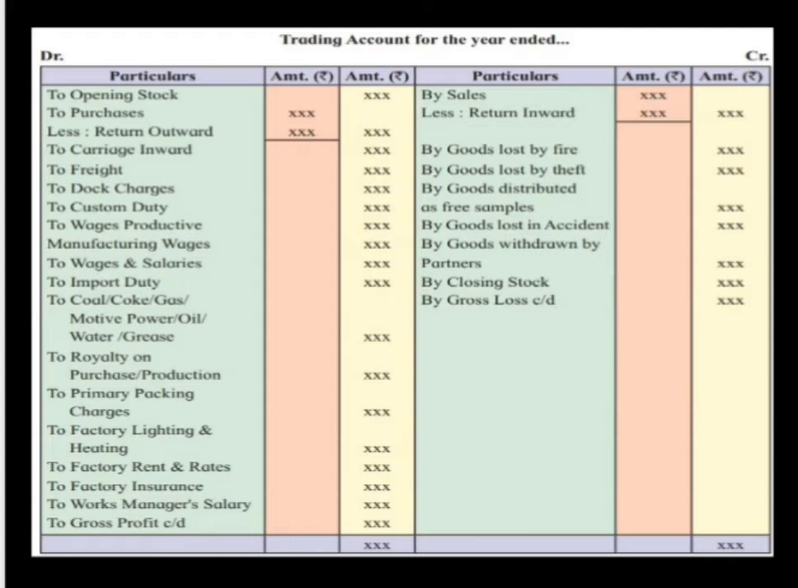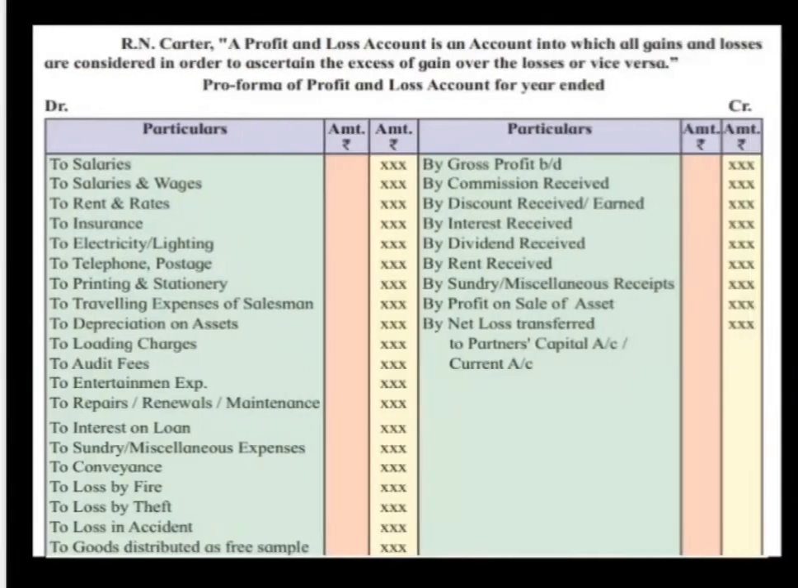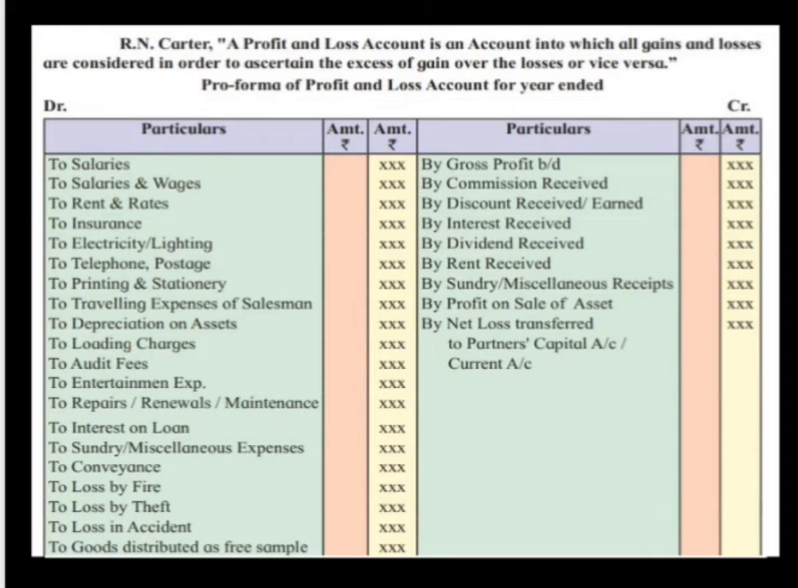Now we will proceed further to the profit and loss account. Like the trading account, the profit and loss account is also a nominal account. The only difference is that under the trading account we debited all direct expenses and credited all direct incomes. But here we are debiting indirect expenses and crediting indirect incomes.